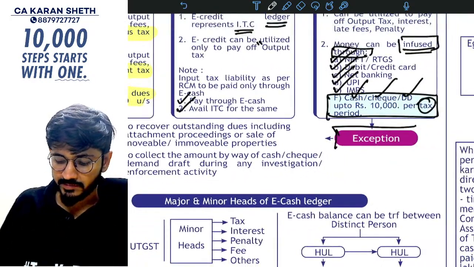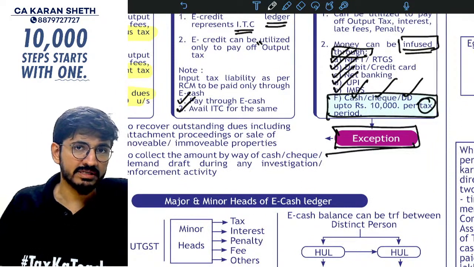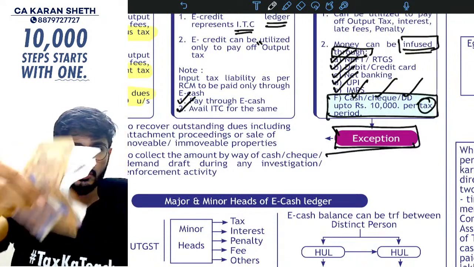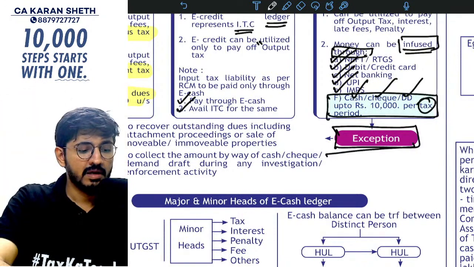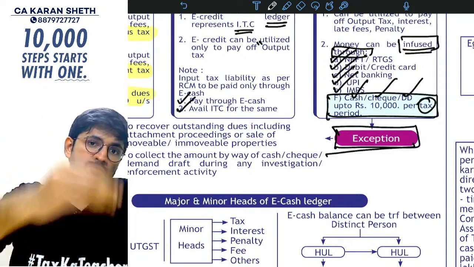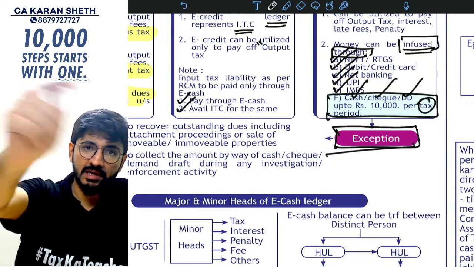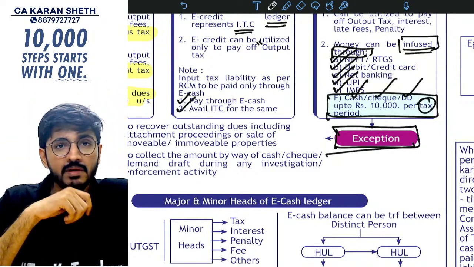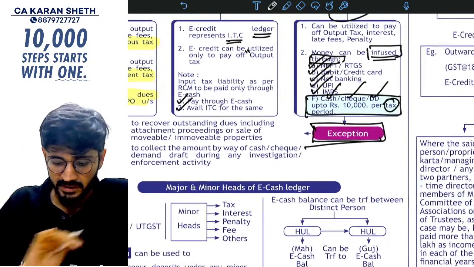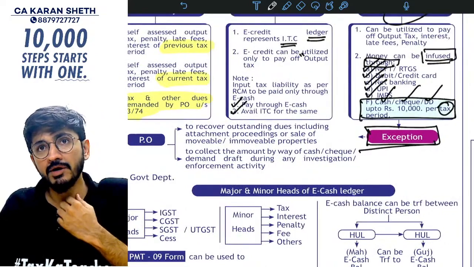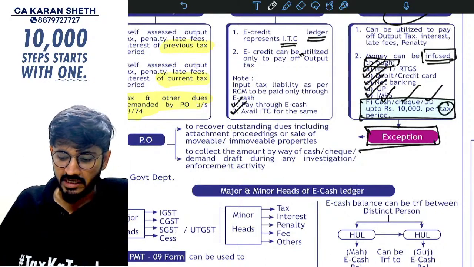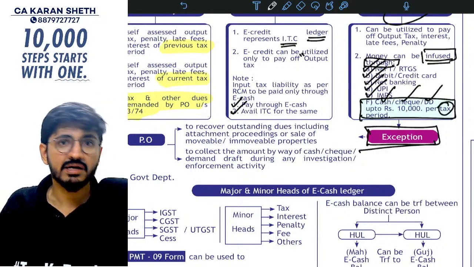But understand how this will happen. For example, I have cash. You take this cash, go to the scheduled bank, give your GST number, and as soon as you give them the money, they will show a credit in the e-cash ledger and give you a payment challan. Got it? So by doing this, how much can you infuse? Either 10,000 by way of cash, check, or DD. Is that very clear?